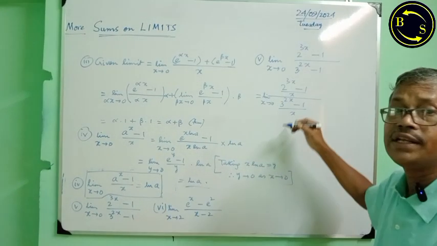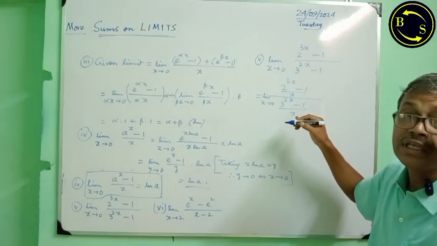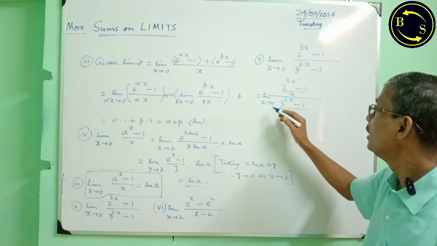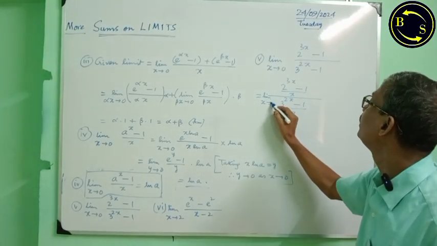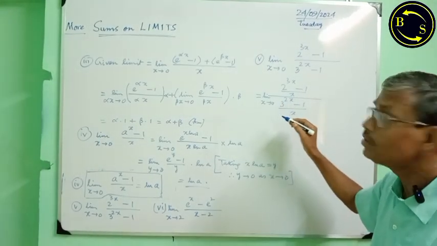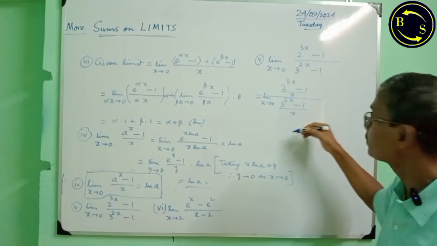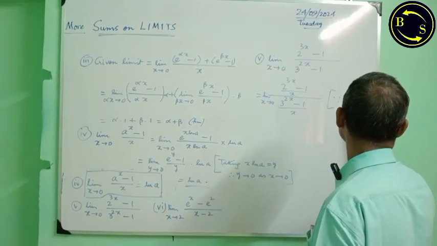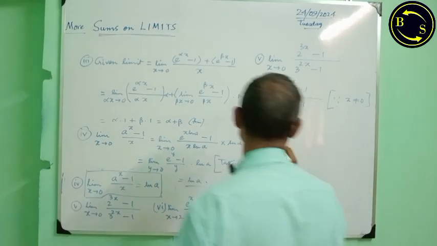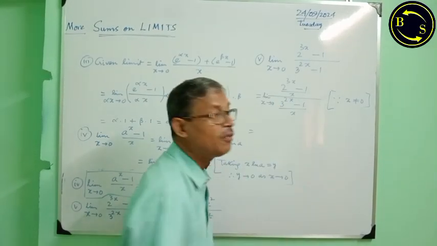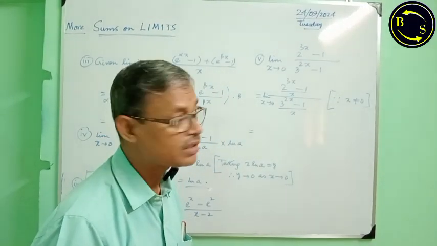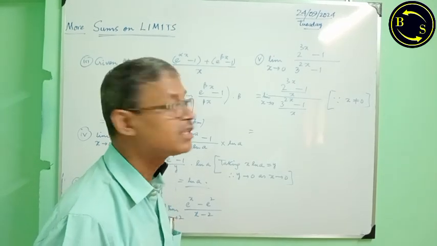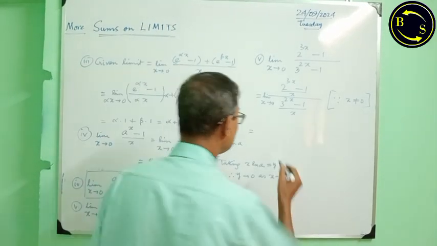Here I have divided the numerator denominator by x. Can I do this? Yes. As x tends to a, therefore x is non-zero. I can divide both numerator by x. Mention here since x not equal to 0. Now this is of the form limit x tends to 0 fx by gx, that will be equal to limit x tends to 0 fx divided by limit x tends to a gx.